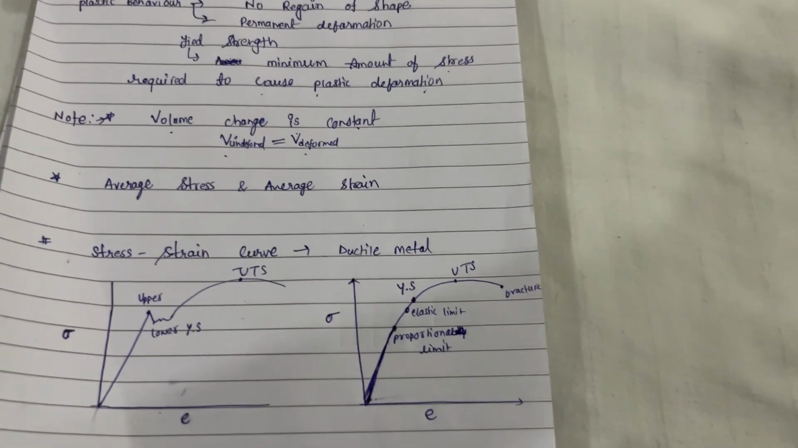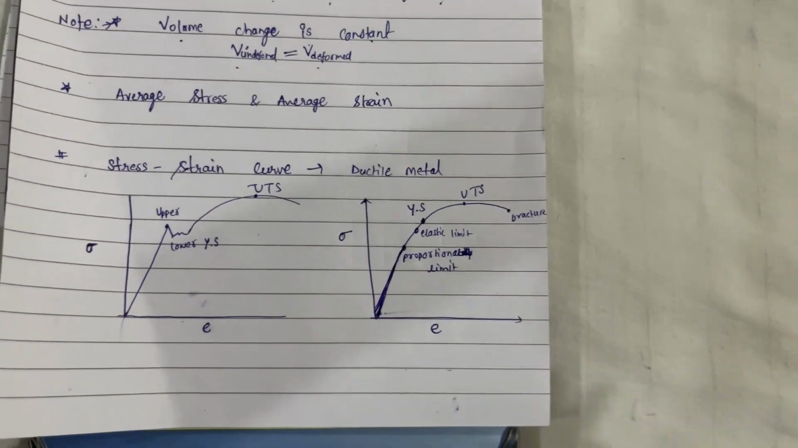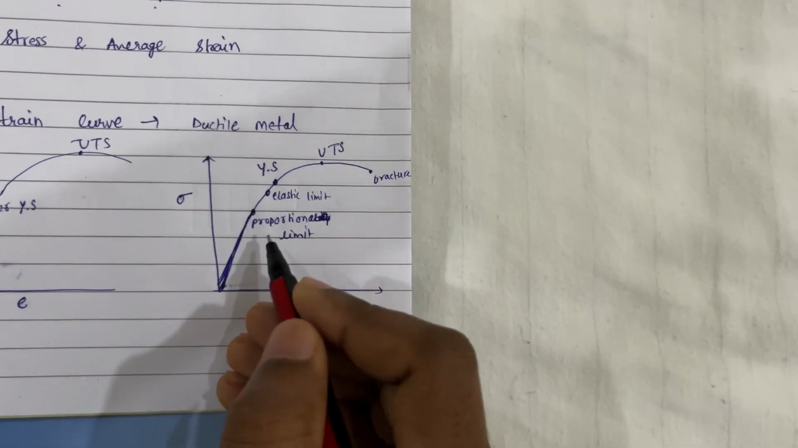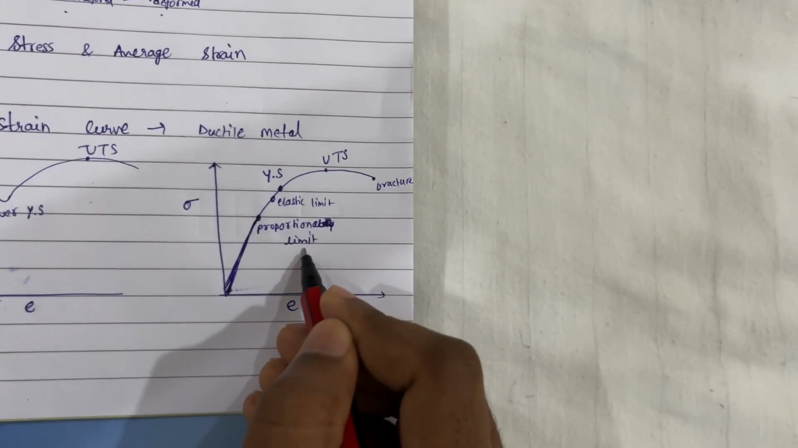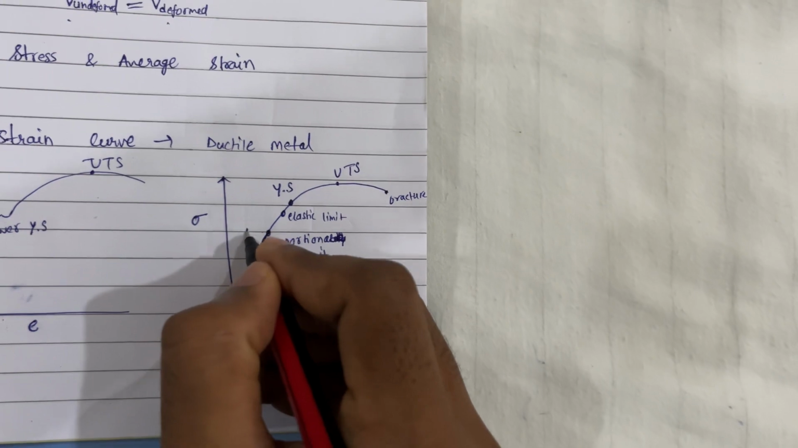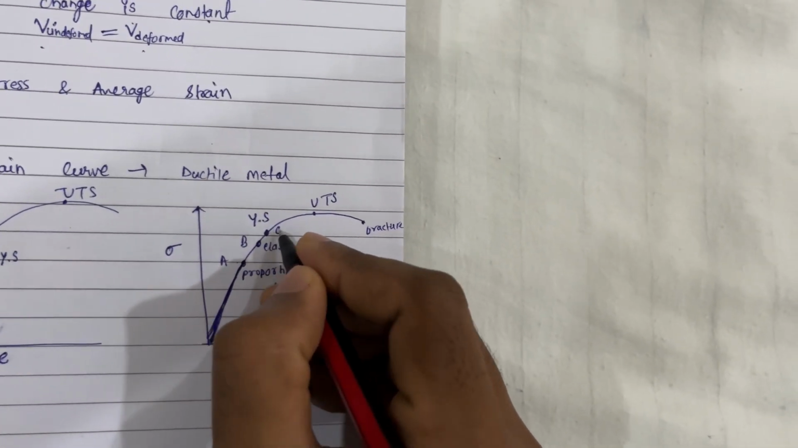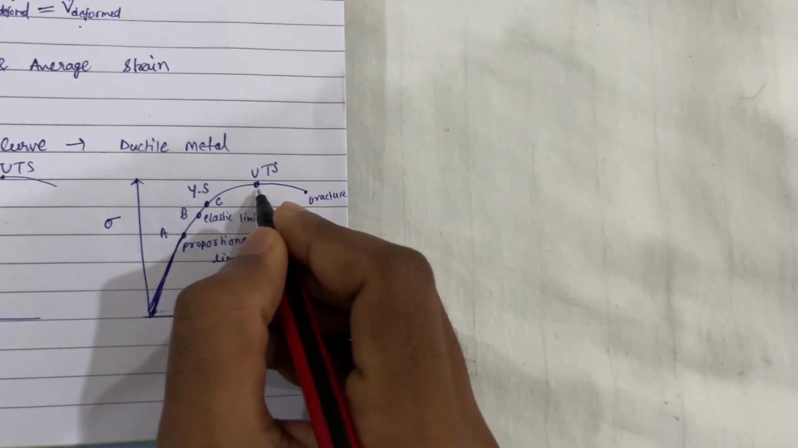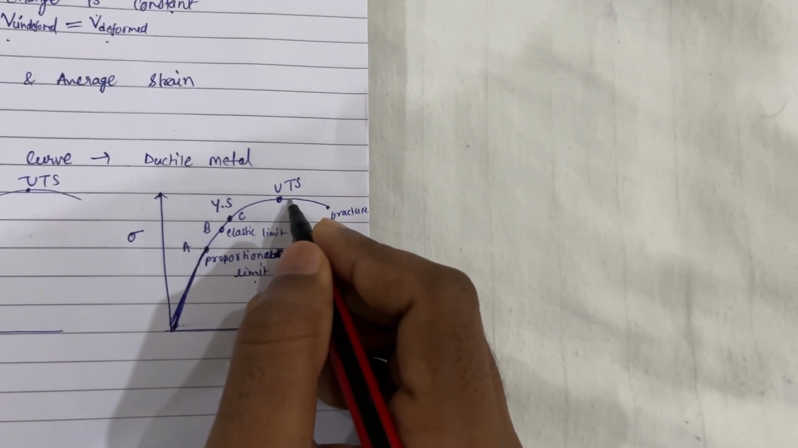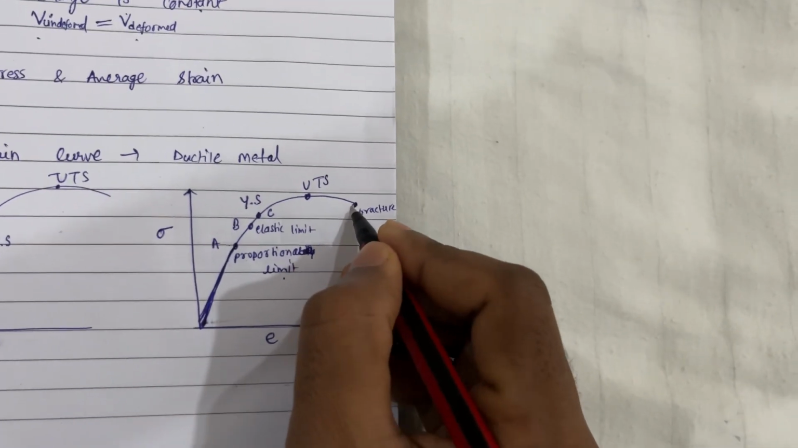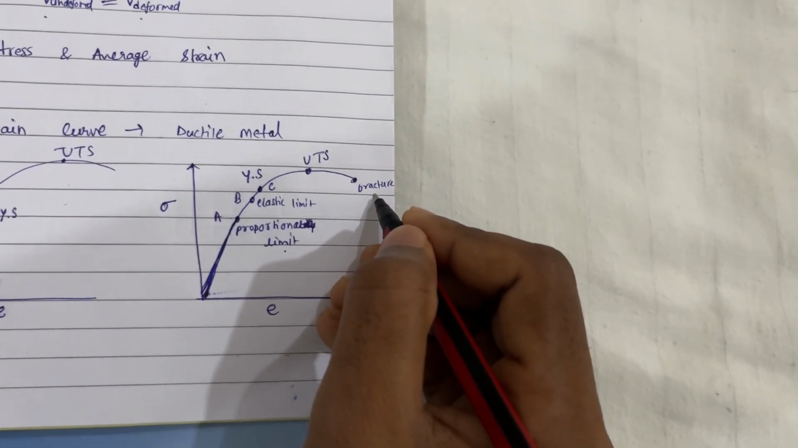So now we will see the stress strain curve for the ductile metal. Here, first the point is the proportional limit. After that the elastic limit comes, then A point, B point, and after that the yield point comes. At the top, this point is called the UTS, or the maximum tensile point. The point at which the fracture happens is called the fracture point.